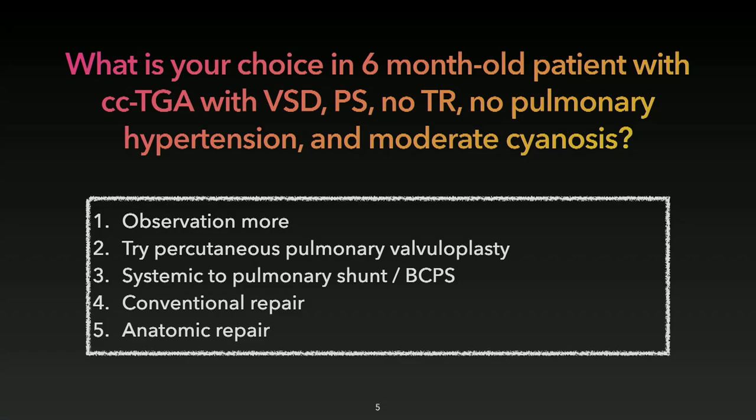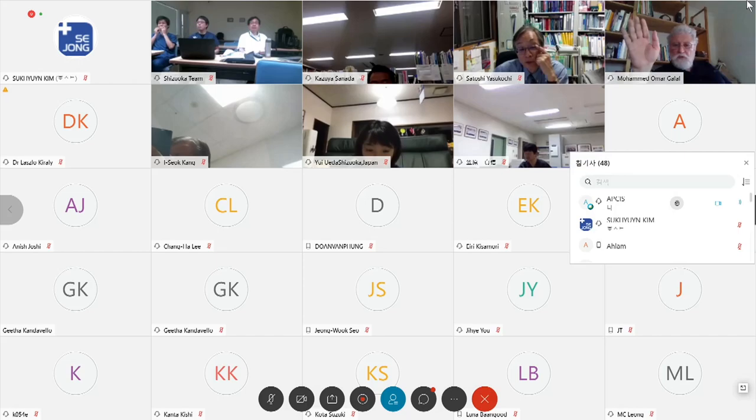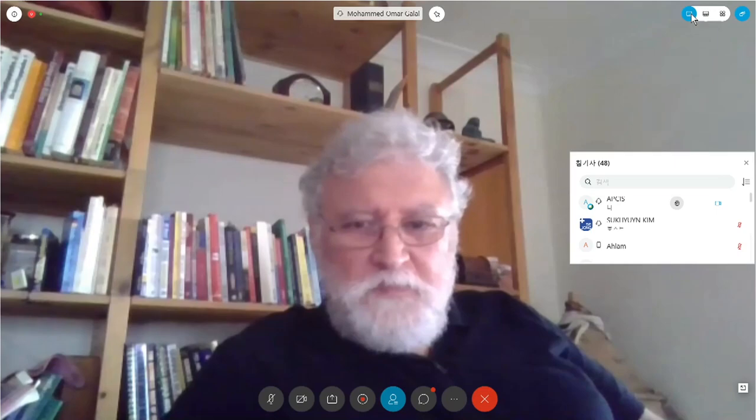Are there any opinions about this issue? Should I say something? Okay. Yeah, very brief. I chose observation more. Okay, why? The reason has nothing to do with my age, that I'm conservative.